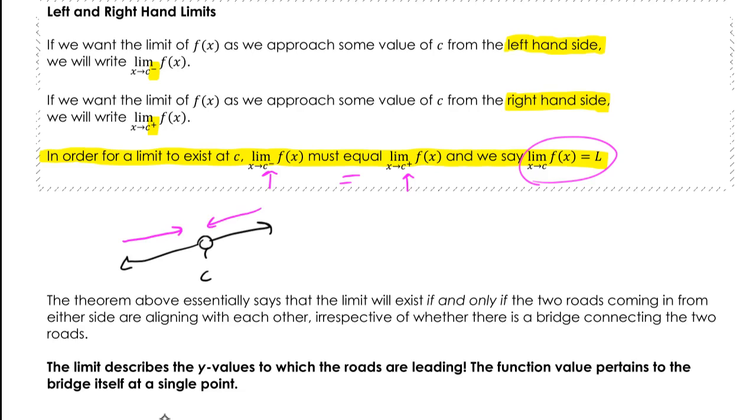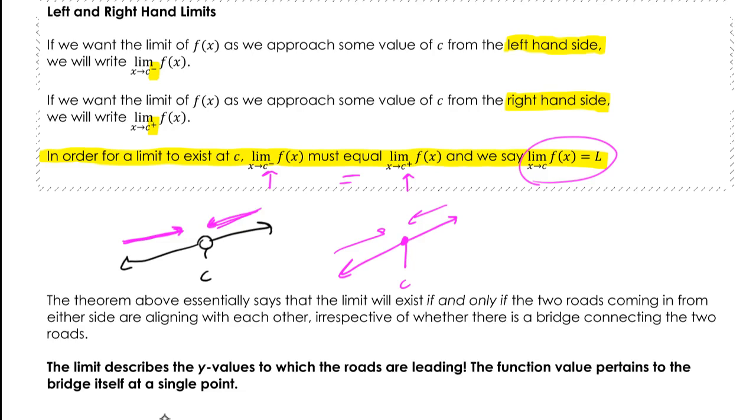And do you see how the bridge analogy relates to this? As you come in from the left on the road and the right on the road, who cares if the bridge exists? You could also have this case where the bridge does exist, and again, it doesn't matter. The limit's going to be the same. We just need the 2 roads to meet up. Whether the bridge is there or not, who cares?